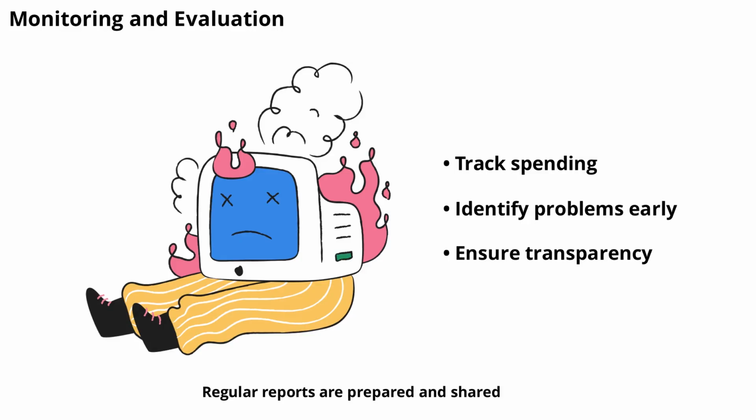Regular reports are prepared and shared with oversight bodies to ensure transparency. If issues are found, adjustments can be made to keep the budget on track. Monitoring and evaluation are key to making sure public funds are used responsibly.